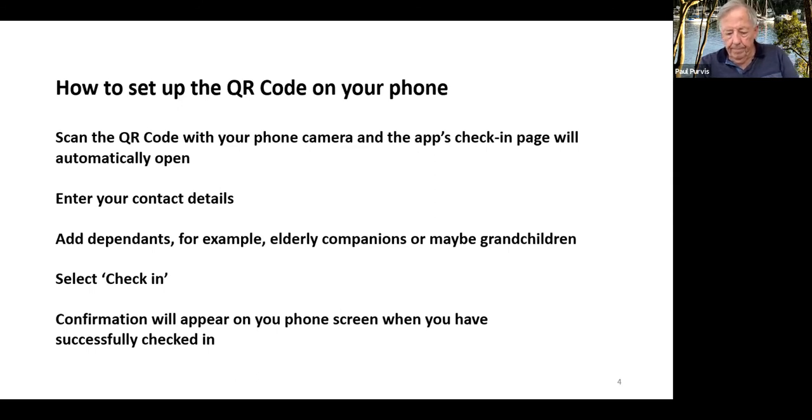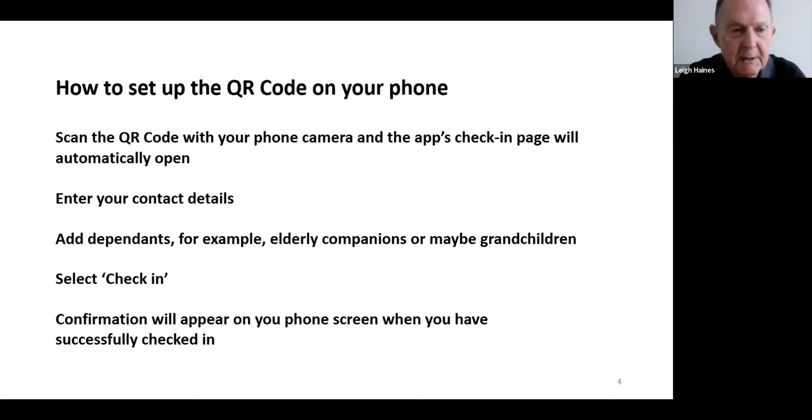So how to set up the QR code on your phone. Now, this is in words, but we're going to do some pictures shortly so you can see how it actually happens. So you scan the QR code with your phone camera and the app's check-in page will automatically open. You enter your contact details and you can add dependents, as Paul said earlier. So if you're with an elderly companion or the grandchildren, you can add those to your check-in as dependents, and then they are covered by the security of this code as well. So you then select check-in, and a confirmation will appear on your phone when you have successfully checked in.